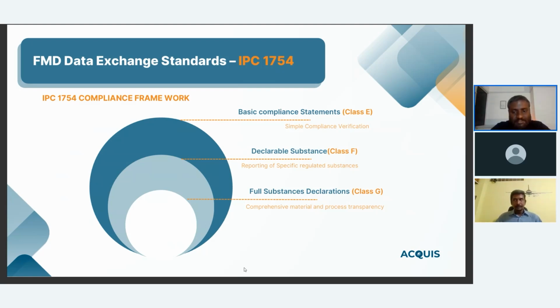Okay, I have a question on this as well. Earlier on the slide, we had full material disclosure under class D, and here under class G, it says full substances declaration. Is there any kind of difference, or is it the same? It is the same. Basically, here, the supplier is declaring all the substances at homogeneous level.